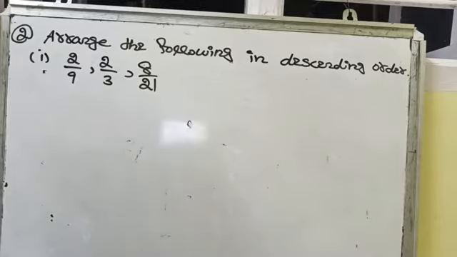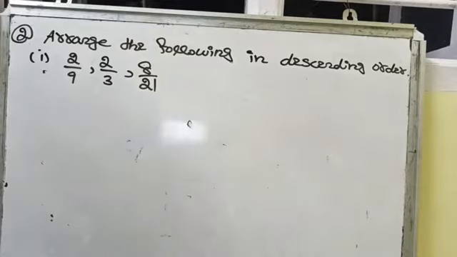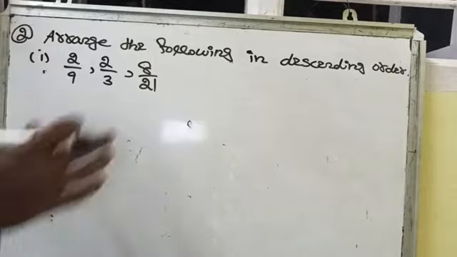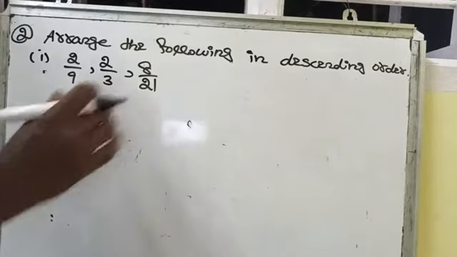Descending means it decreases, from largest to smallest. Ascending means smallest to largest. Here the given fractions are unlike fractions.